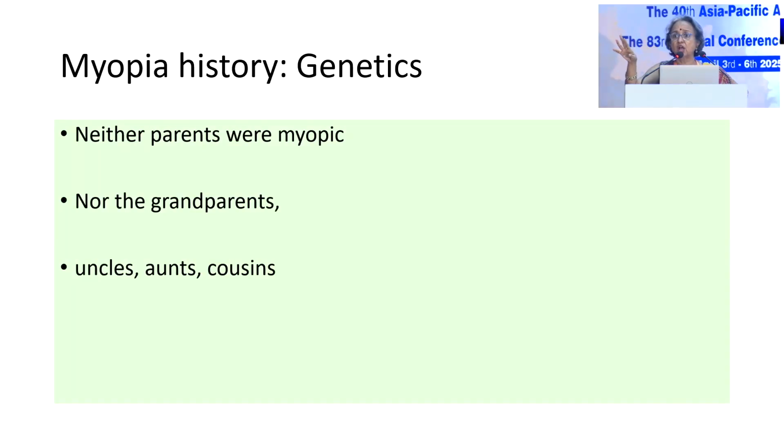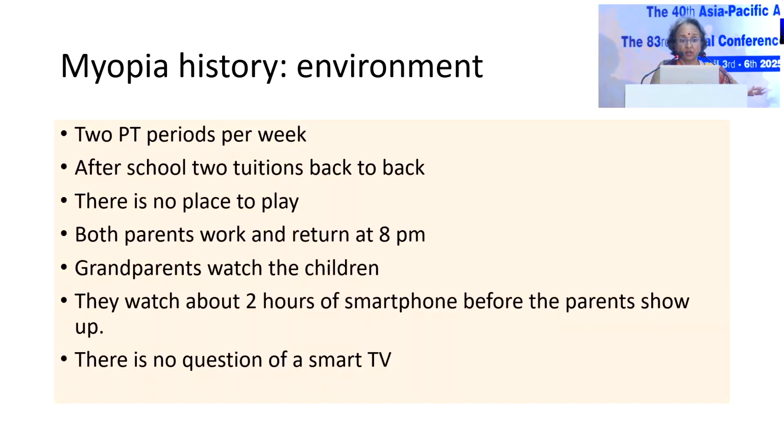I ask all this. How many kids, siblings do you have? I ask the parents. How many do you have? Do they wear glasses? Do their children wear glasses? Means first cousins. So this is how you have to take history now. So myopia history. I ask them environment. 2 PT periods per week, after school tuitions back to back. There is no place to play. Both parents work and return at 8 p.m.